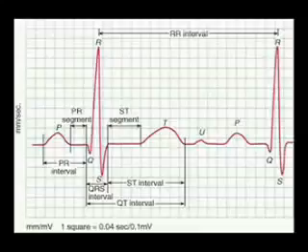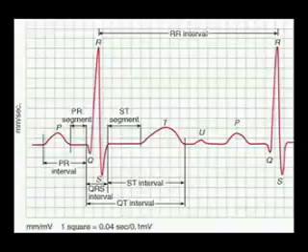Now let us see some of the intervals. These are important because they change in various diseases. For example, PR interval changes in heart blocks, and RR interval changes in bradycardia and tachycardia. So RR interval is the interval between two R waves. PR interval is the interval between P and R.